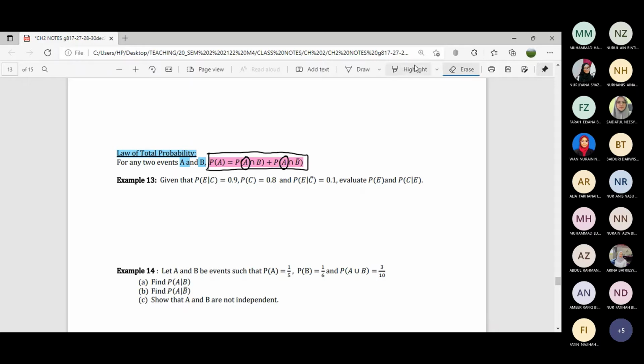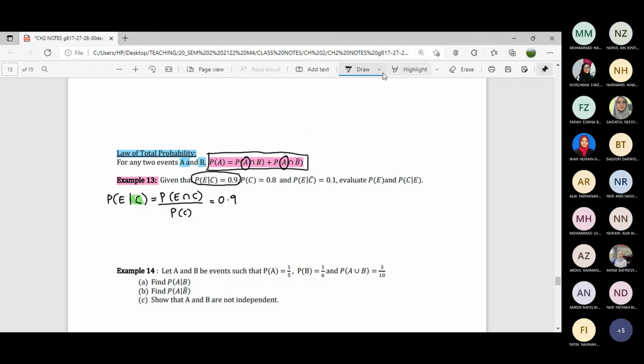Untuk yang ni dia tak lukis tree diagram, dia just bagi rumus je. Given that P(E given C) equals to 0.9. If you look at the formula, P(E and C) over first event ni apa? C. First event is C kan? So tulis C ni di bahagian bawah. Okay, you tulis P(C) kat sini. Okay, so kita tahu P(E and C) equals to 0.9. Okay, this is the first information.